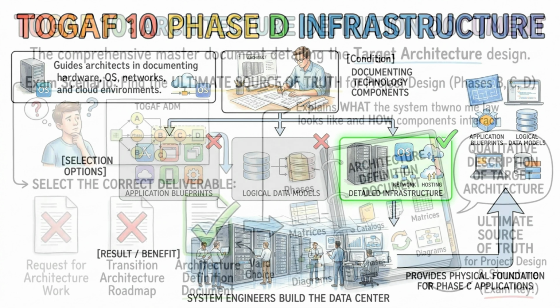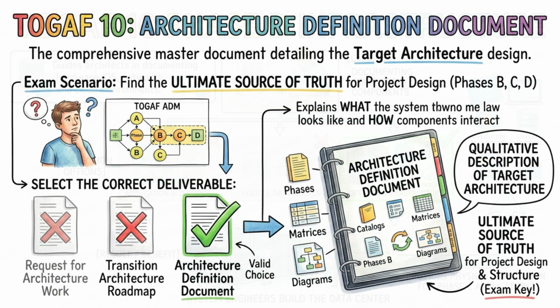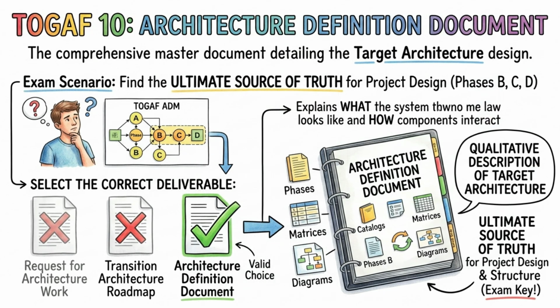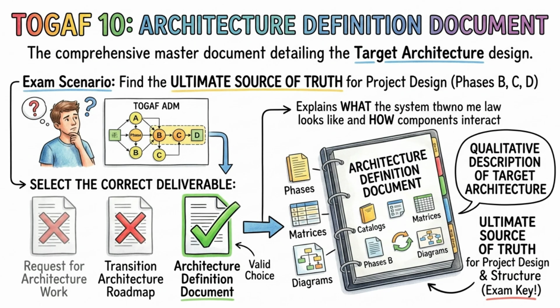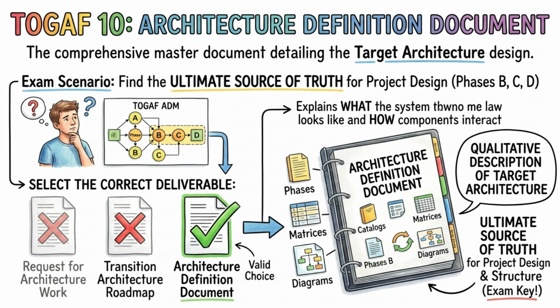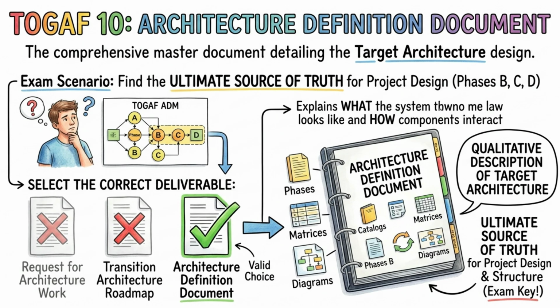The most important deliverable generated across these design phases is the architecture definition document. This massive, comprehensive document serves as the primary container for all the catalogs, matrices, and diagrams created during Phases B, C, and D. It represents the qualitative description of the target architecture, explaining what the system looks like and how its components interact. The exam frequently targets the architecture definition document as the ultimate source of truth for the project's design and structure.